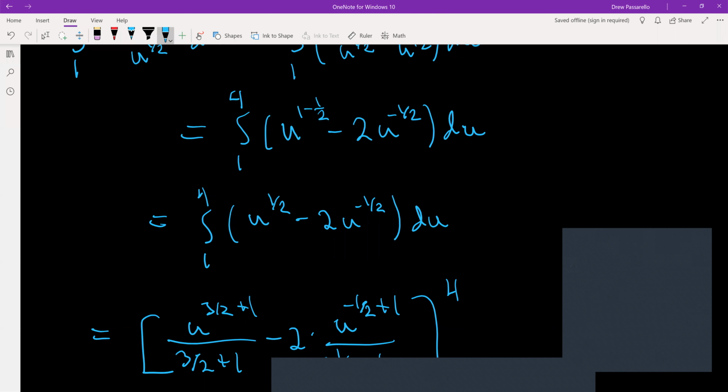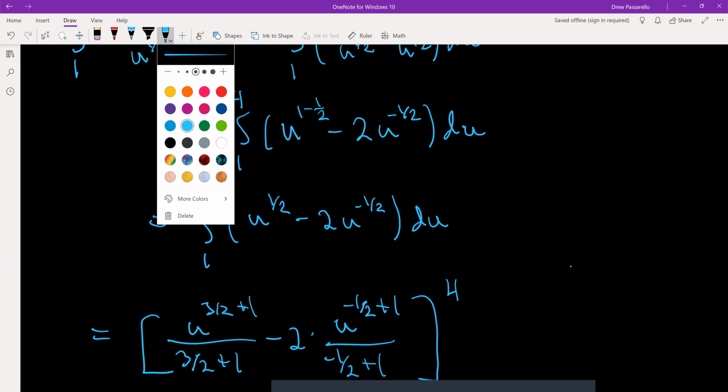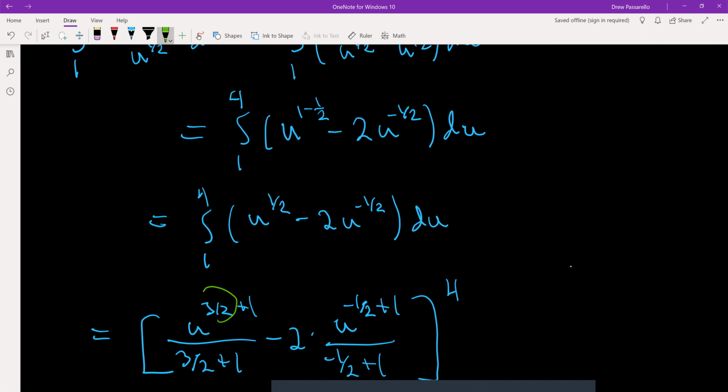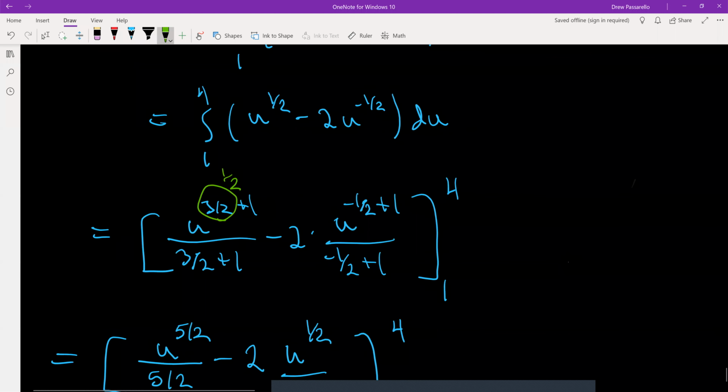Okay, so I spotted a mistake. In my head, I knew when you changed u to the 1/2 plus 1, that turns into 3/2. But here I have the 3/2 plus 1. So this is where I made a mistake. I needed to write that as just 1/2 plus 1. Yeah, so that should have been a half.